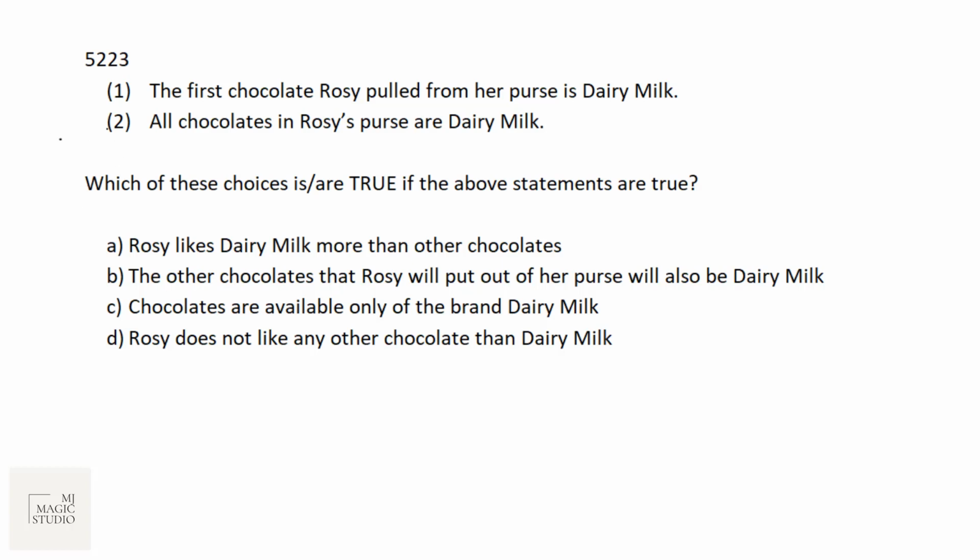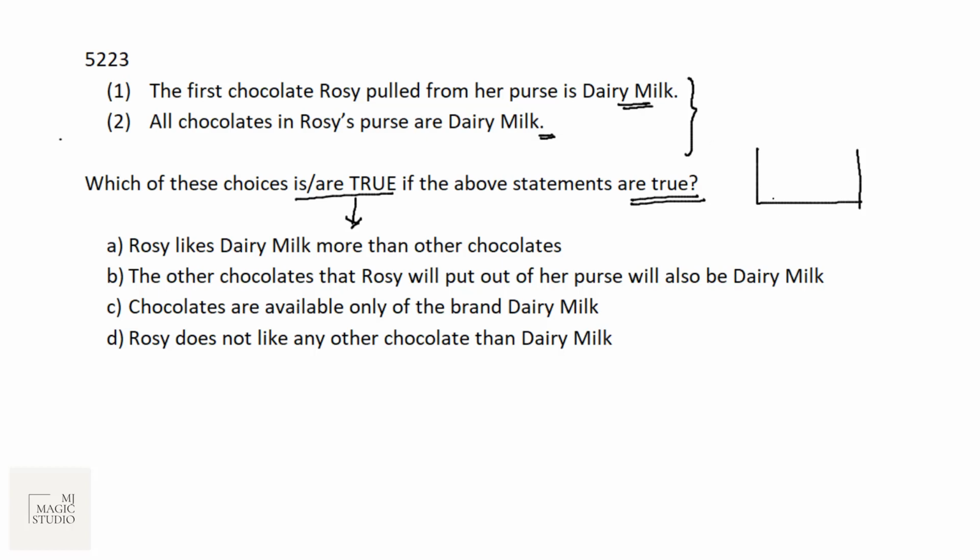And let's end this session with Rosie and Dairy Milk. So there are two statements. The first chocolate Rosie pulled from her purse is Dairy Milk. And all chocolates in Rosie's purse are Dairy Milk. If these two are known, which of these choices is or are true?